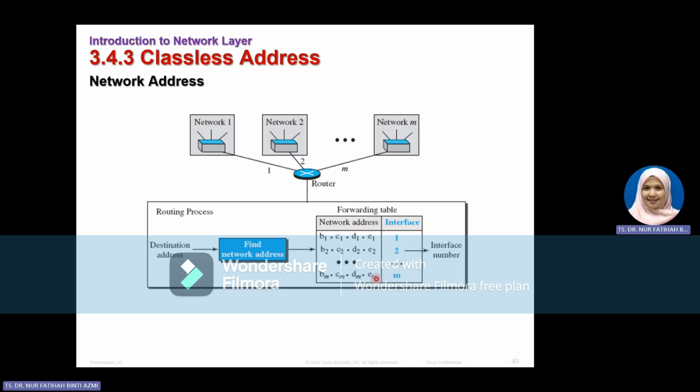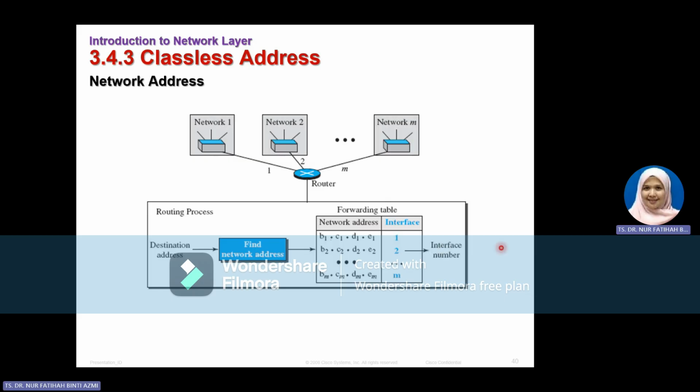First is the network address, and you can see the example like b1.c1.d1.e1, and so on. This is just a simple way to represent the different network addresses. For the interface, it is the router port to send the traffic to the matching network address.